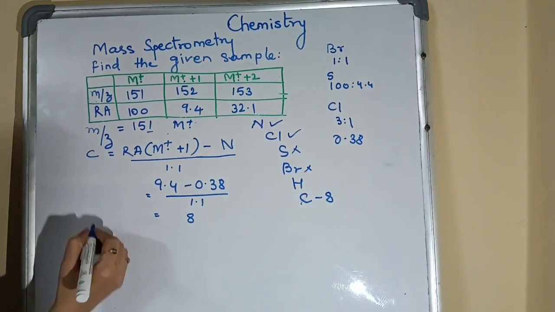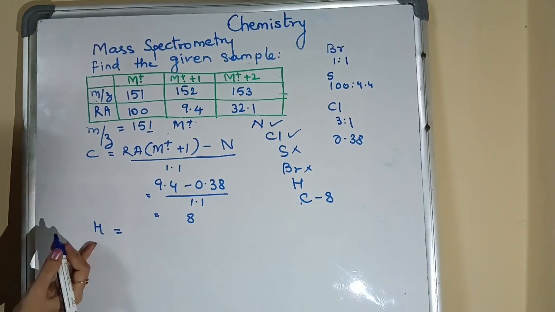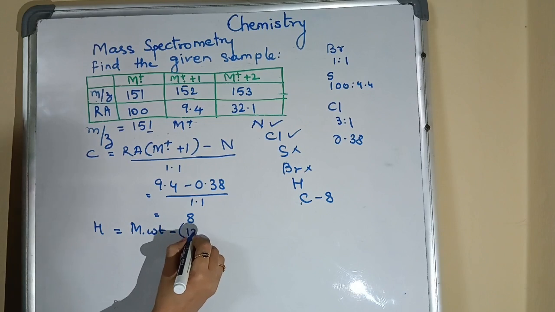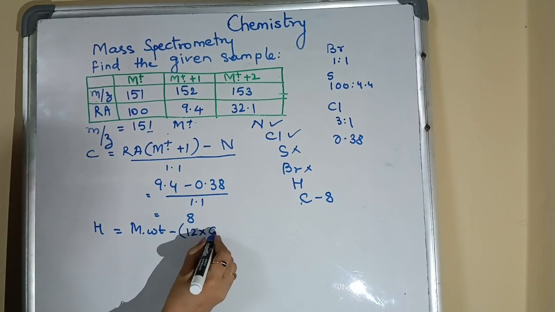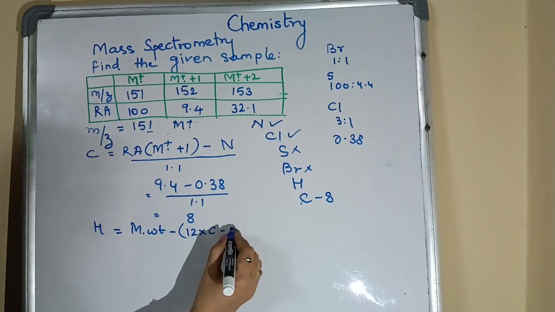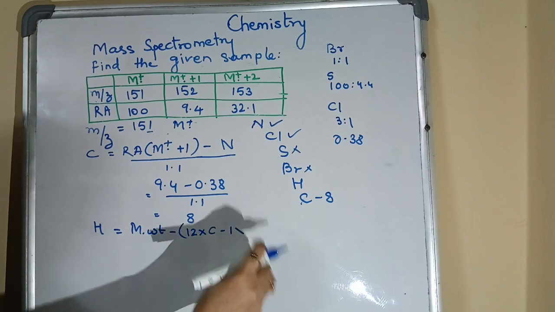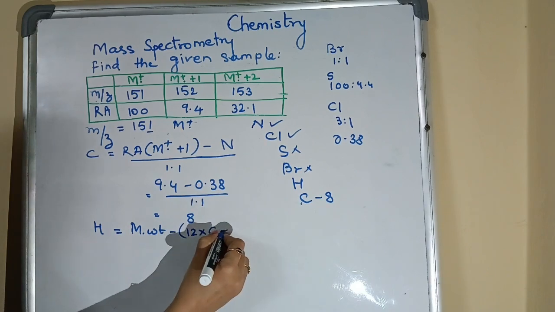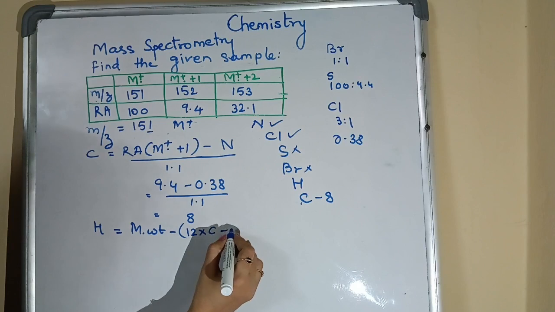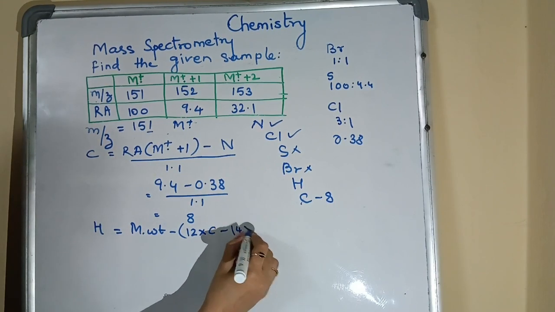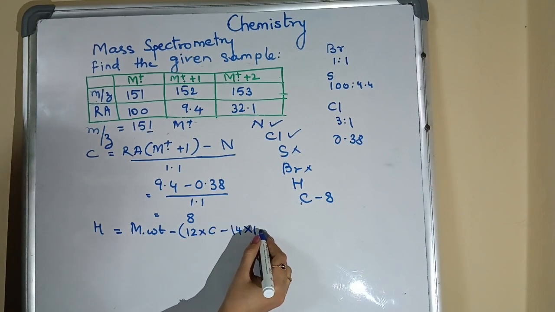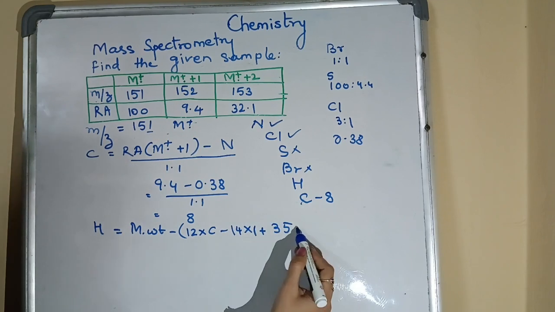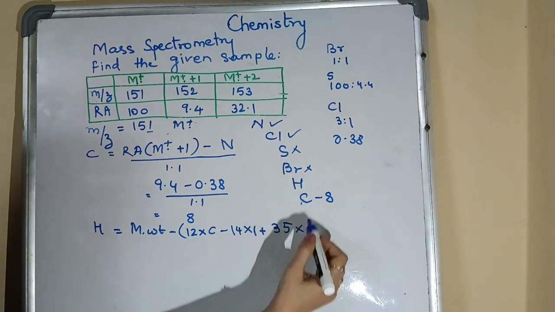To find out the hydrogen, our formula is molecular weight minus atomic weight of carbon into number of carbons, minus atomic weight of nitrogen into number of nitrogen, that is 14. We have to take nitrogen 14 into 1, then plus atomic weight of chlorine into number of chlorines present.